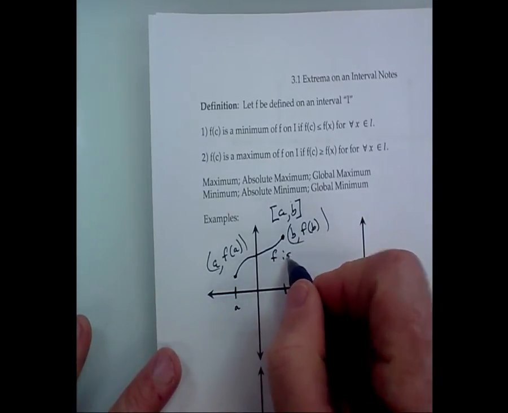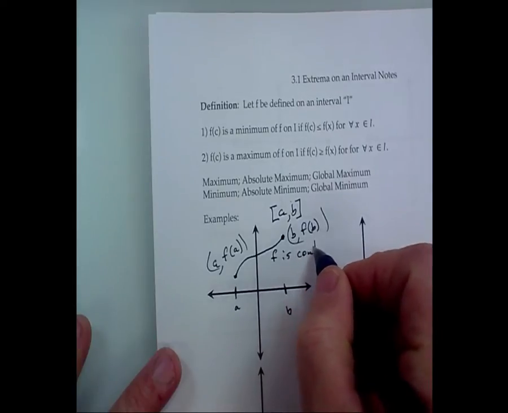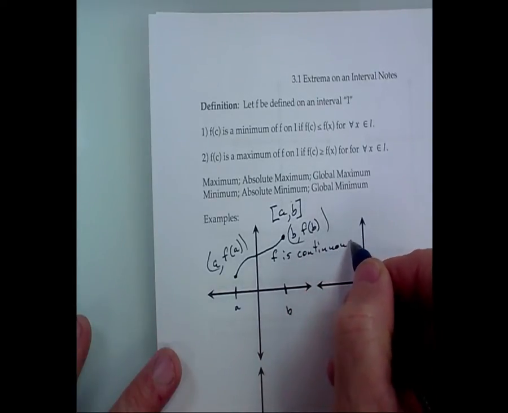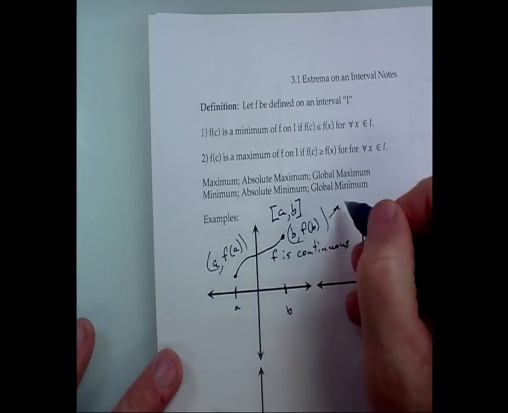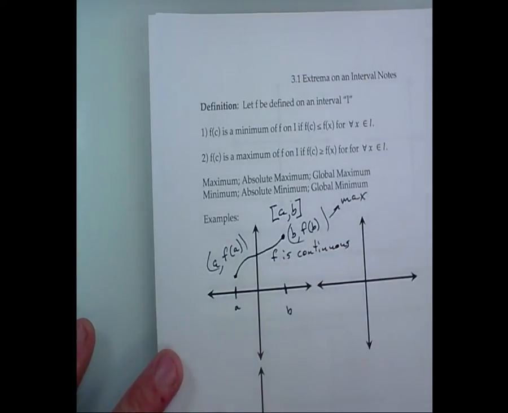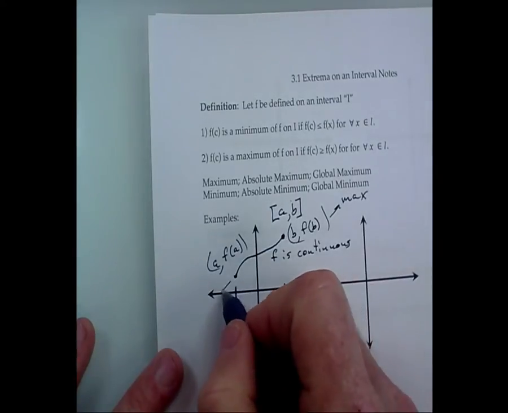F is continuous. Did I have that written there? Did I have that this is a max? Did I have that this is a min?